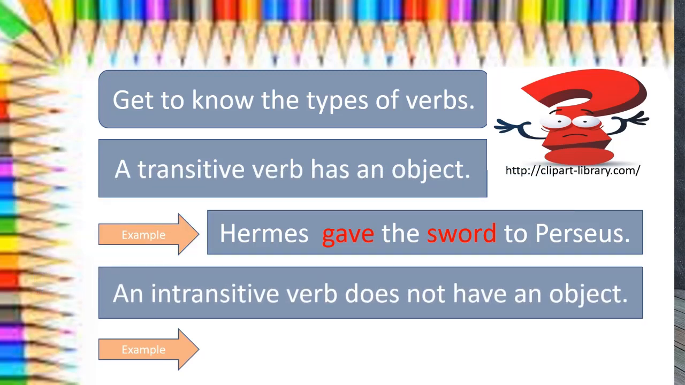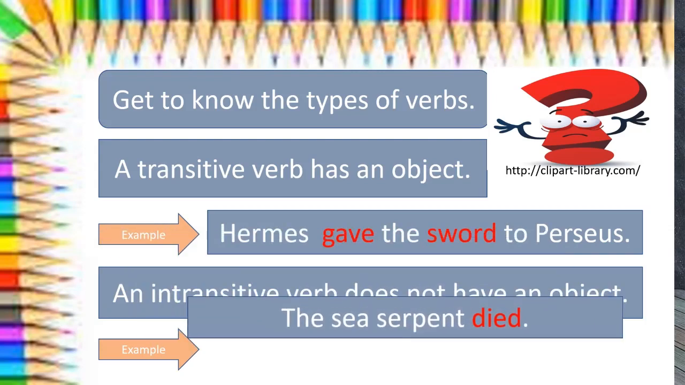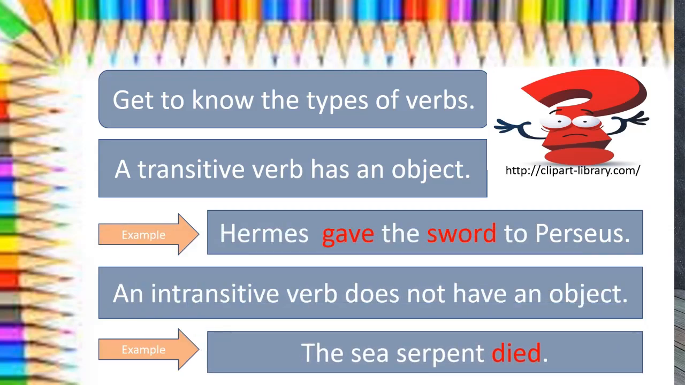Another verb is the intransitive verb. An intransitive verb does not have an object. For example, the sea serpent died. This verb doesn't need an object. The sentence still expresses a complete thought without the object.